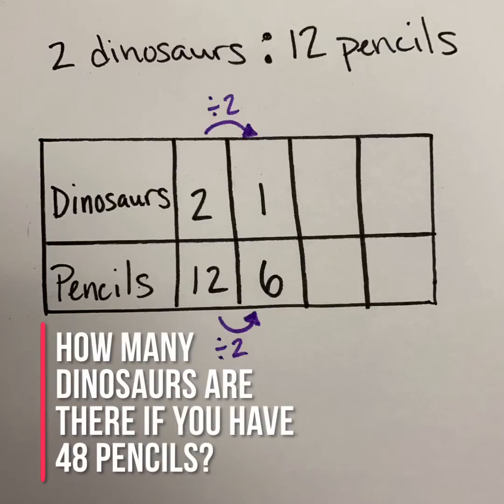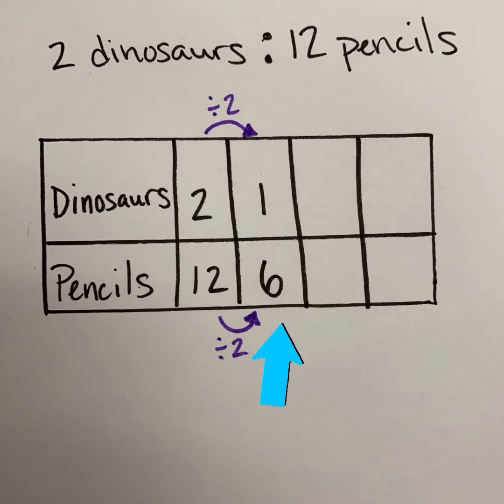I got sidetracked there. Let's get back to ratio tables. All right, it's not going to be much longer. So we're back to our ratio table, and I want to answer the question of how many dinosaurs there are if you have 48 pencils? Well, we're going to go ahead and use the ratio table in order to solve this. Remember that we found our unit rate earlier. It was 1 dinosaur to 6 pencils.